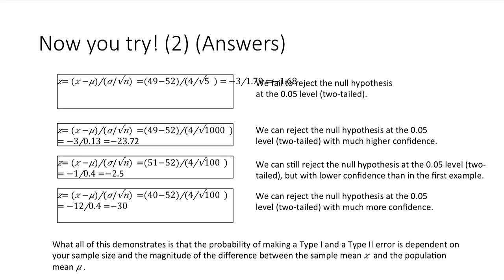So the probability of making a type 1 or a type 2 error is dependent upon your sample size and the magnitude of the difference between the sample mean x bar and the population mean mu.